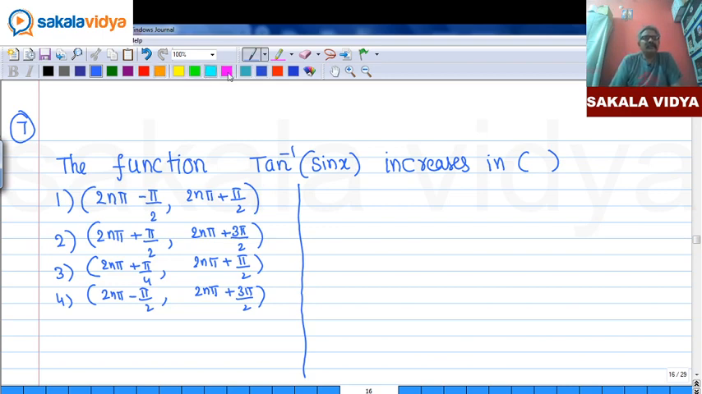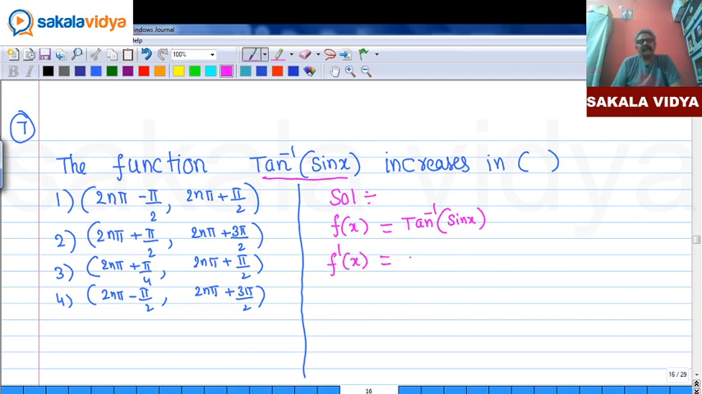So now let us see this question. For the function tan inverse sin x, the domain of sin x is R. So that means the domain of this function is R only. Whenever the domain of the function is R, directly go for the differentiation; otherwise you need to find the domain. Solution: f of x equals tan inverse of sin x. Now f dash x: tan inverse derivative is 1 by 1 plus x square, so 1 by 1 plus sin square x into the derivative of sin x, which is cos x. So this will be cos x by 1 plus sin square x.